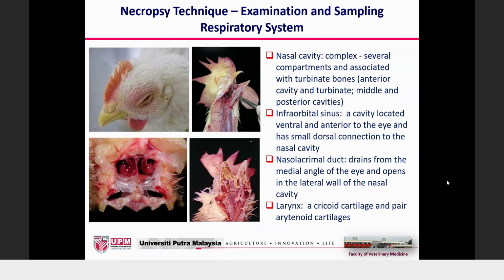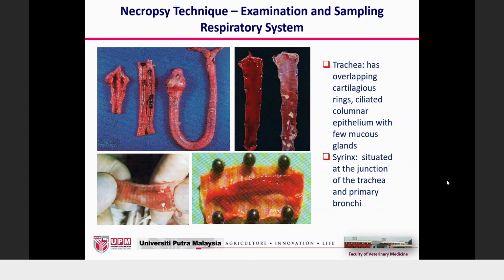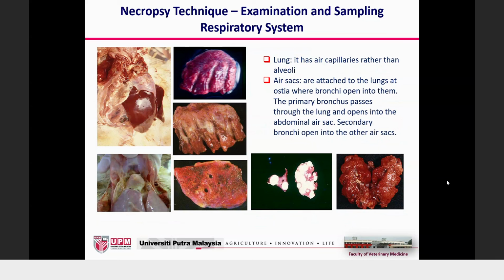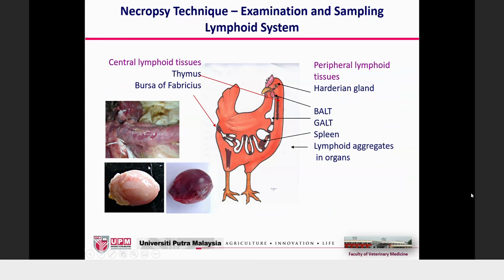And we look at, in this case, the oral cavity, the nasal cavity, sinuses, nasolacrimal duct, and larynx. Then these are the lesions in the trachea, or more the respiratory system. And then you also look at the respiratory system, the lungs, the air sacs. And of course, you see there is granuloma due to fungal infection. And you look also at the lymphatic system. In this case, the thymus and the bursa of Fabricius.